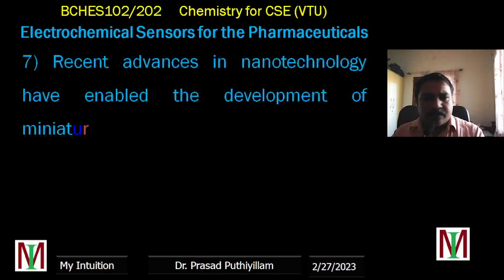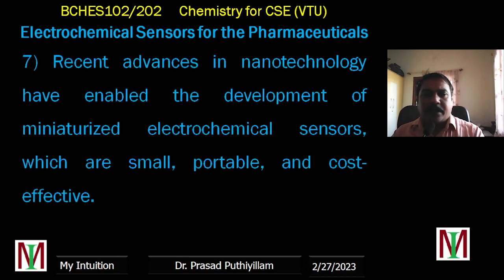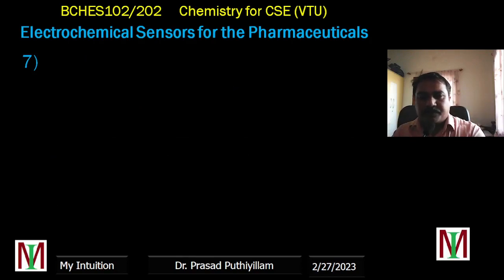Recent advances in nanotechnology and nanomaterials have enabled the development of miniaturized electrochemical sensors, which are very small, portable and cost effective. We know what nanotechnology and nanomaterials are; they are very small in size. Nanomaterials give excellent properties compared to the bulk or micro materials that we used earlier. Therefore, nanotechnology makes the devices very small, handy instruments. When it is a small, handy instrument, it is portable, and we can carry it to any place where we want to do the analysis. Then it becomes cost effective also.